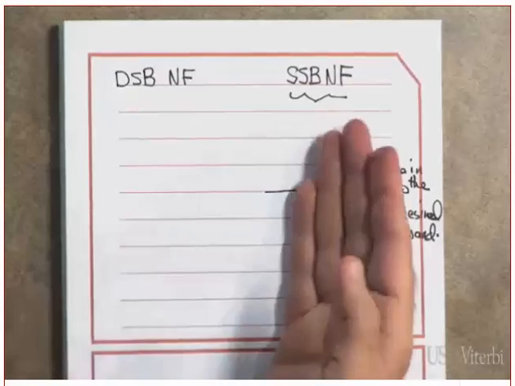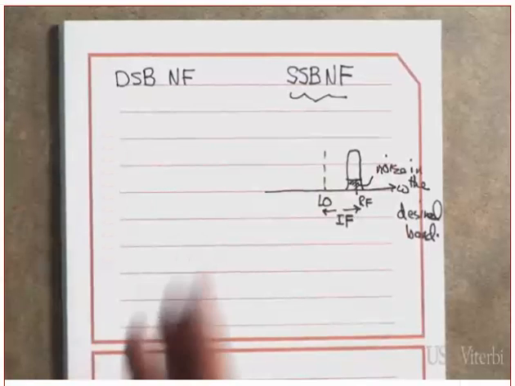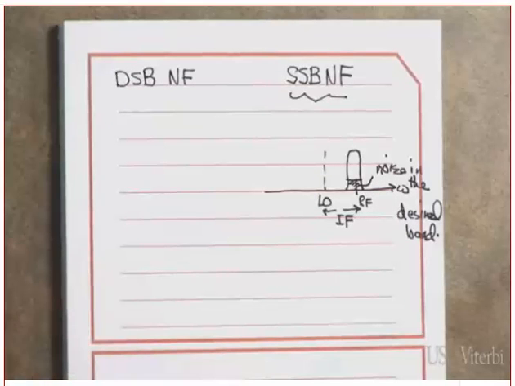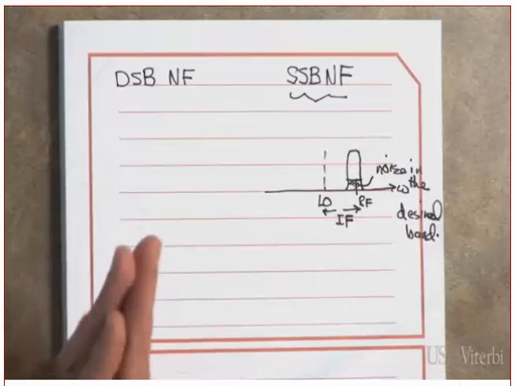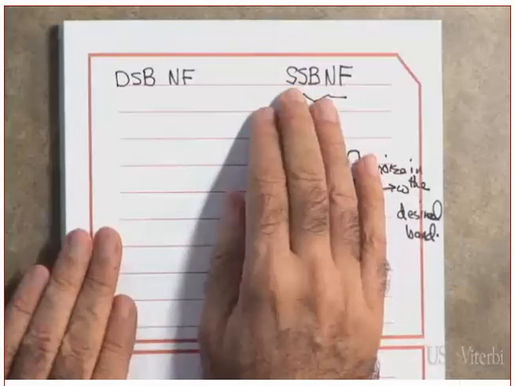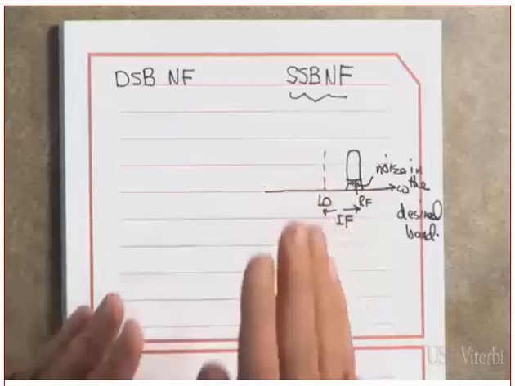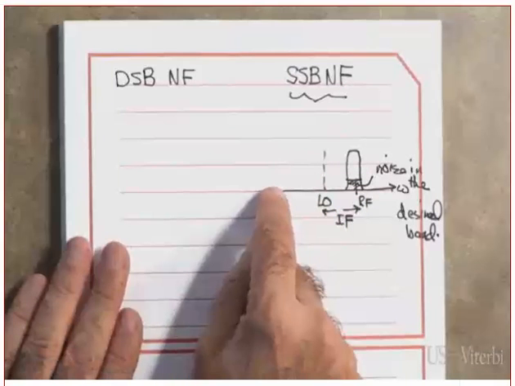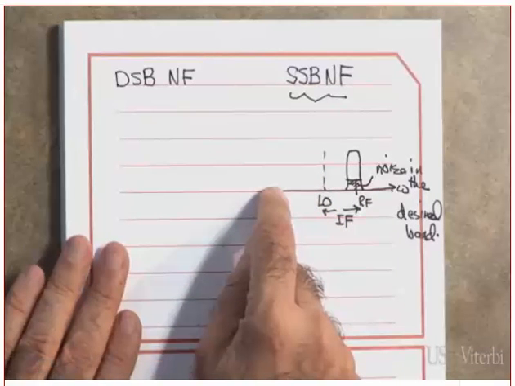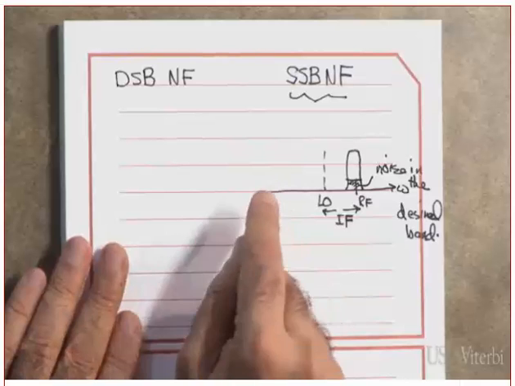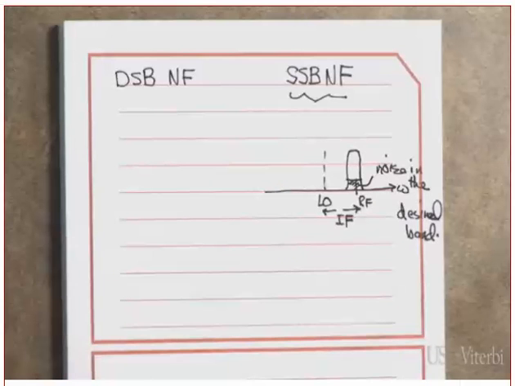Now, on the other side of the carrier, what do I have? What did we discuss earlier? We have what is known as the image. In a single sideband noise figure, it assumes that there is no image here, which means the image has already been filtered out.